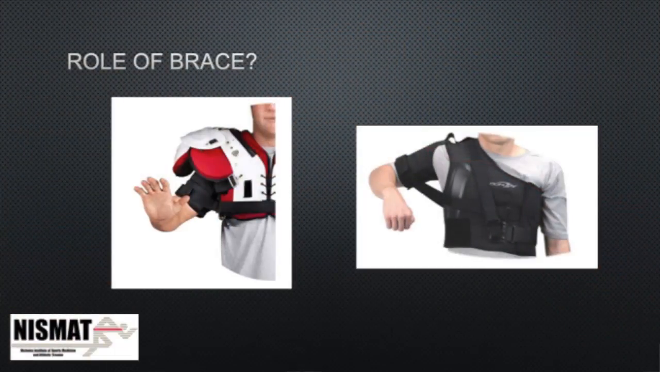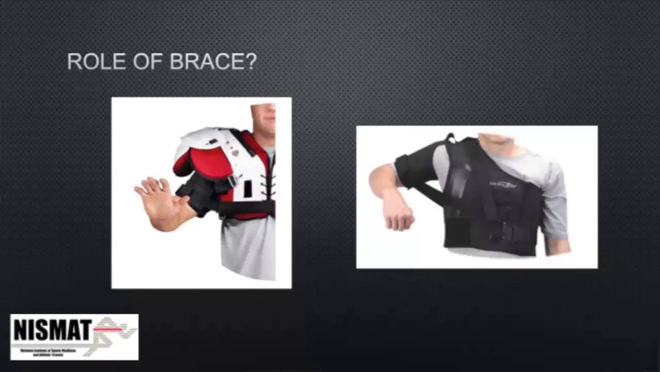Now, what about the role of a brace? There's a bunch of different braces, a Sully, a Sawa brace. All these braces do is control abduction and external rotation, so you can't put your hand in that position where you were more likely to dislocate your shoulder. Well, that's what we were doing with the fullback, running with the ball with two hands.